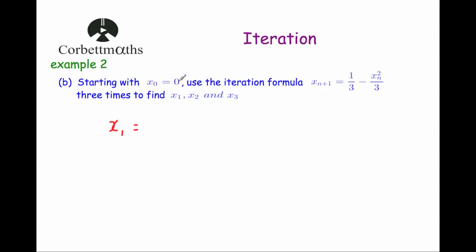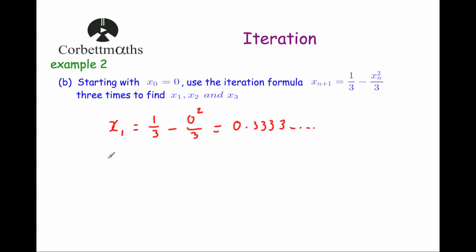x1 will equal, well, we're going to put our 0 for x0 into here. So we're going to do a third minus 0 squared over 3. And again, even though we know this is going to be 0 and take it away from a third, we're going to get a third. It's quite useful to use your calculator to work these out because there's a bit of a shortcut we can do to work out all the other ones. And again, watch the video in Corbettmaths on how to do that. Okay, so my first answer for x1 is going to be equal to 0.3333 and so on. It's a third.